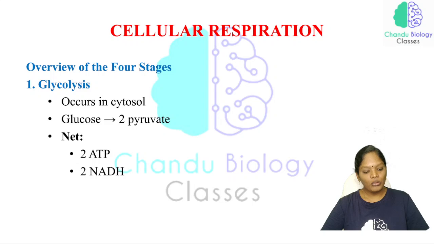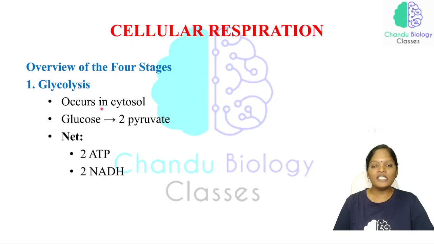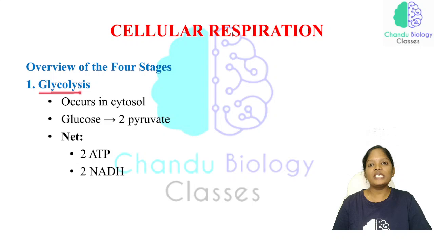Let me give you a basic overview of all those four stages. In glycolysis, the first important thing is that it occurs in the cytosol, the cytosolic region. And what exactly takes place in glycolysis? One glucose molecule is converted into 2 pyruvate.